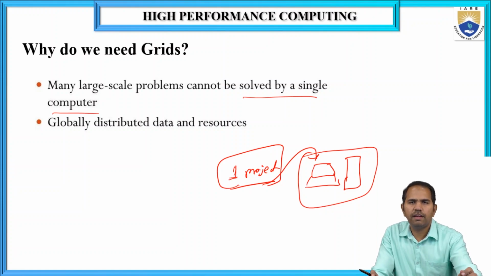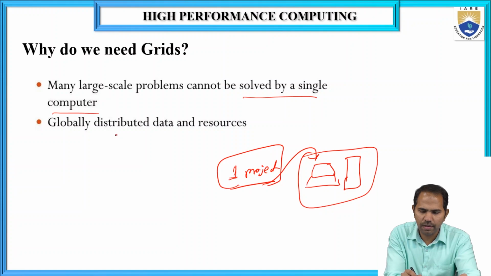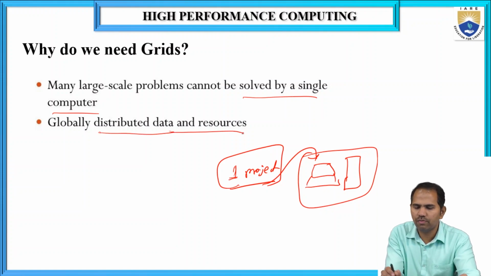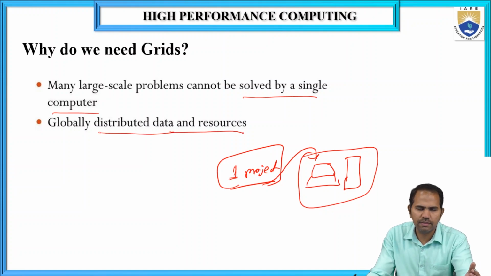So, globally distributed data and resources. The thing is, both the data and the resources are globally distributed. Anywhere you can share the data as well as the resources. So this is the main reason we go for grid computing: resources as well as data are distributed all over the world.